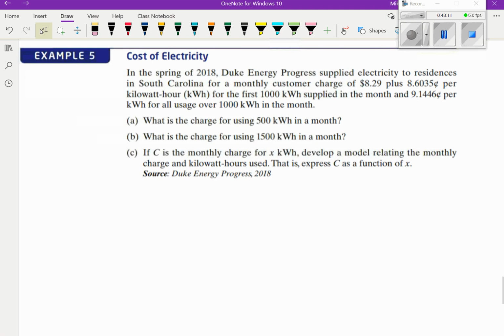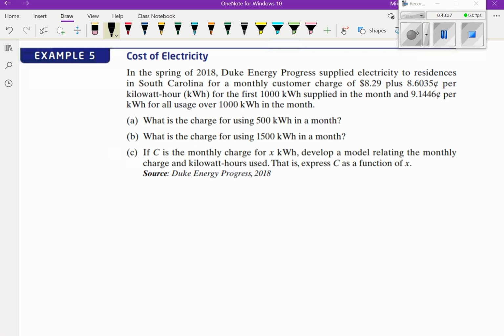Let's do a word problem with piecewise functions. In the spring of 2018, Duke Energy Progress supplied electricity to residences in South Carolina for a monthly charge of $8.29 plus 8.6035 cents per kilowatt hour for the first 1,000 kilowatt hours supplied in the month, and 9.1446 cents per kilowatt hour for all usage over 1,000 kilowatt hours in the month.